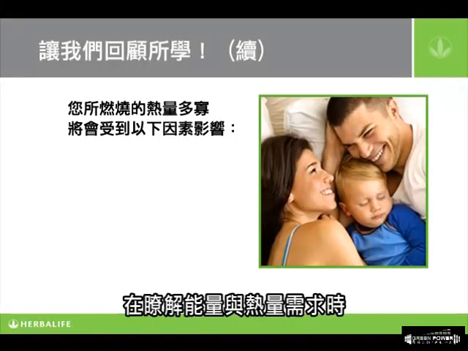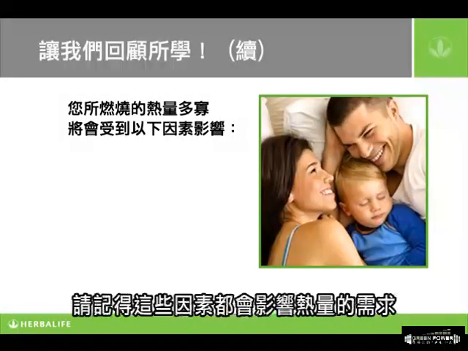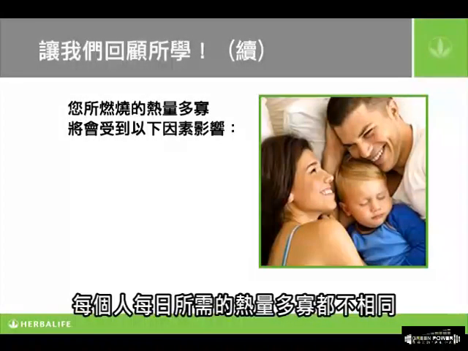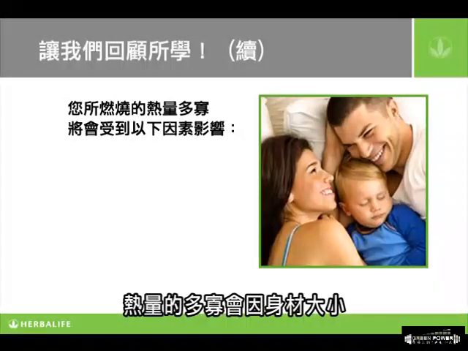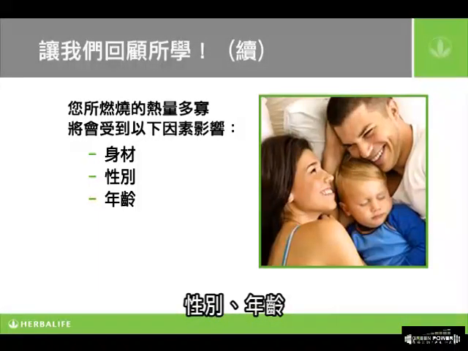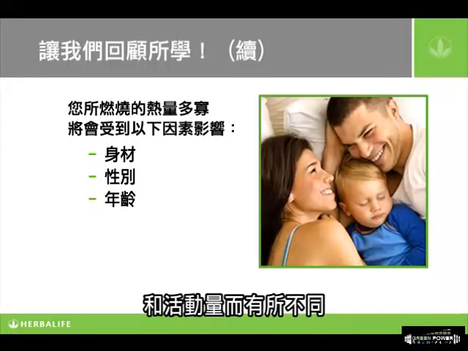When figuring out your energy and caloric needs, remember that these factors affect your calorie requirements. Each person requires a different number of calories per day. The number of calories varies depending on the person's size, gender, age, and level of activity.